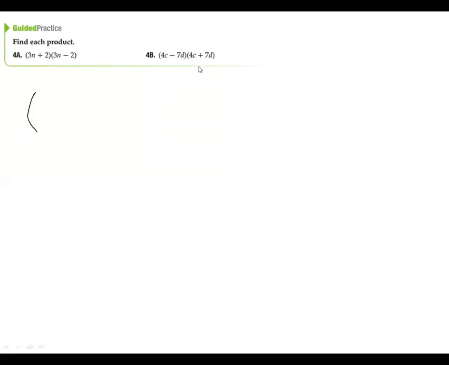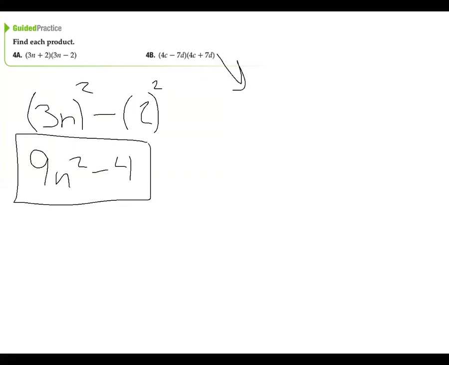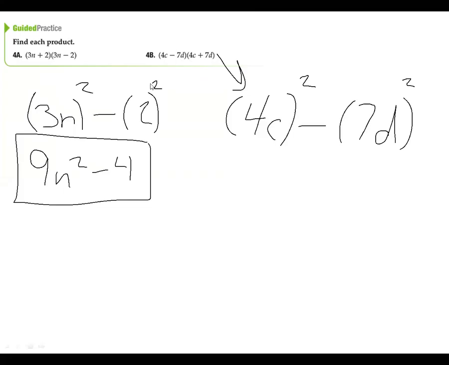So the first one, you square the first term and subtract from that the square of the last term. So you would have 9n squared minus 4. This one, same thing. First term squared minus last term squared. And like I said, it doesn't matter if the difference comes first or the sum comes first. It's the same pattern. So you have 16c squared minus 49d squared.